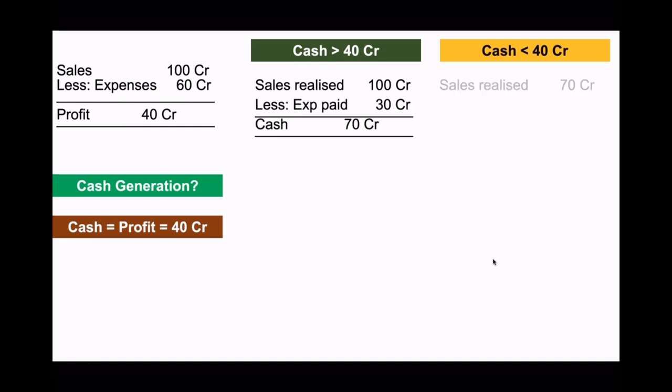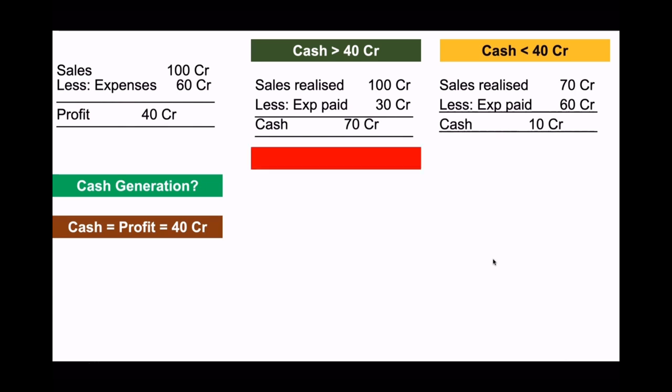And it can be less than 40 crore when you have realized only part of the sales and you have paid full expenses, or most of the expenses. So you have realized only 70 crore but you have paid the entire 60 crore. So here your cash is only 10 crore, okay. And this can also undergo a change. This cash of 70 crore can come below 70 crore. It can even come below 40 crore. And this cash of 10 crore can go above 10 crore. It can even go above 40 crore.